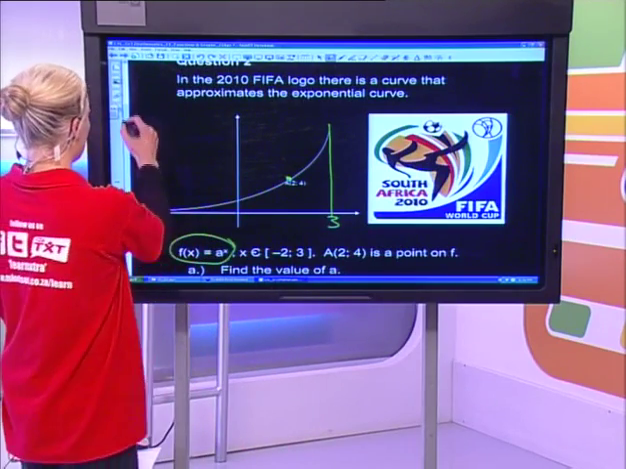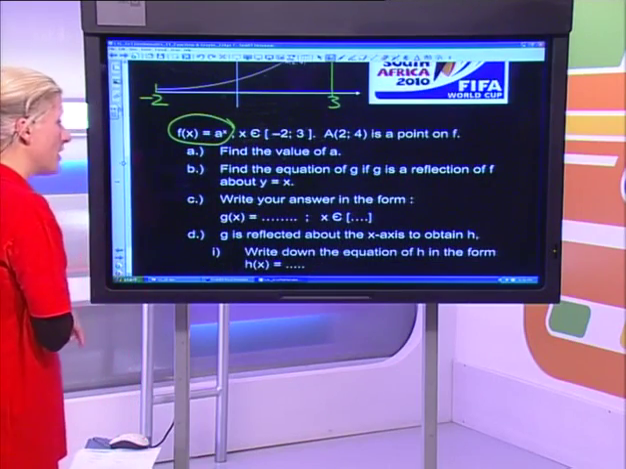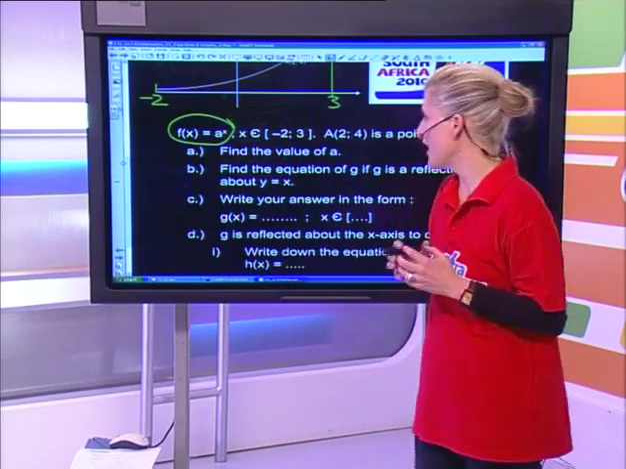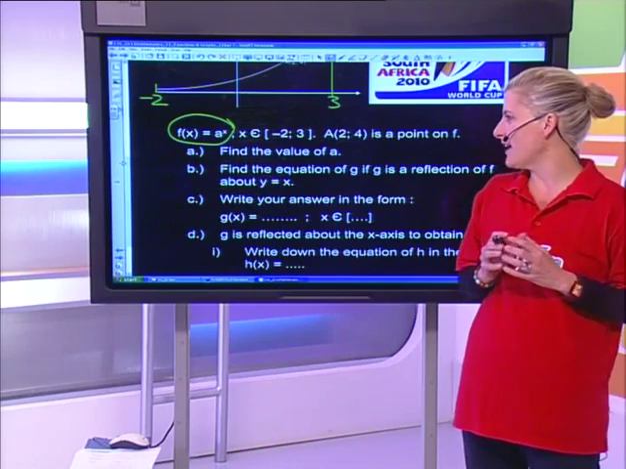We are also told that (2, 4) is a point on our curve, and then we are asked various different questions. So I think what we're going to do is take a bit of a break while our students think about this question, and then we'll be back and answering it.